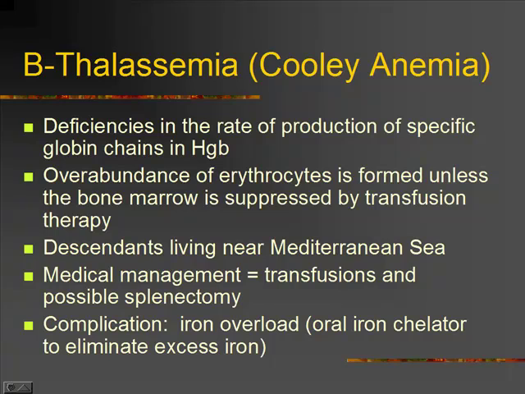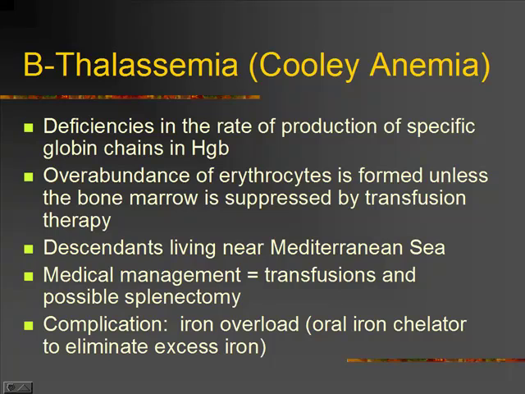We're constantly making more. And so we've got to stop the bone marrow from making all of those extra, just that constant work of making red blood cells. And we do that by giving them transfusions. So the treatment for Cooley's anemia, which is beta thalassemia, is regular transfusions, giving them normal hemoglobin to slow down that overproduction of red blood cells in the bone marrow.